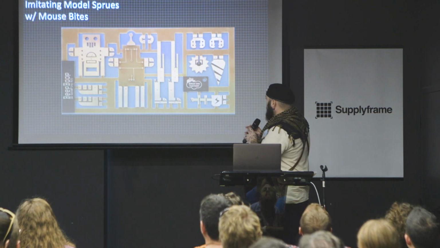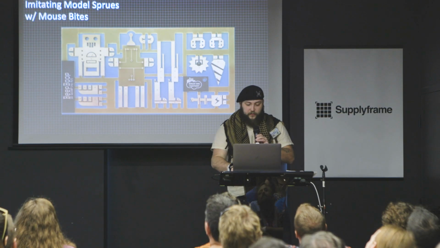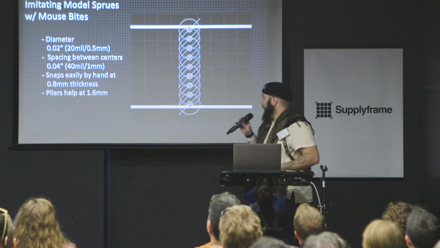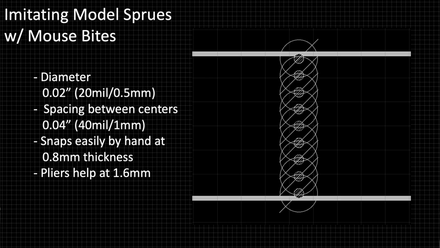So this is what I did with my robot. I just drew a panel with little sprues on there that connect all of the things together, and then when you want to separate them, everywhere that there's a separation, you just put mouse bites. Mouse bites are little tiny holes all drilled right next to each other. These are what I usually use. They're 20 mil diameter holes spaced 40 mils apart.